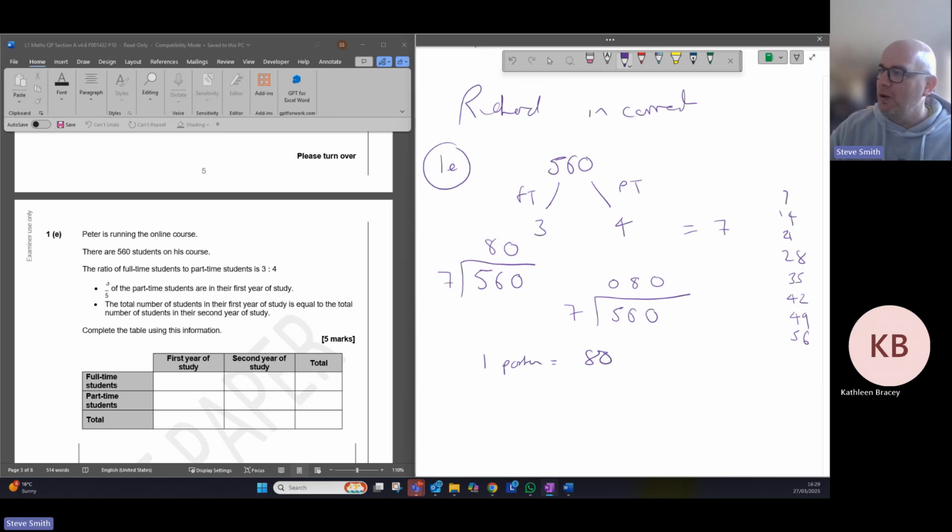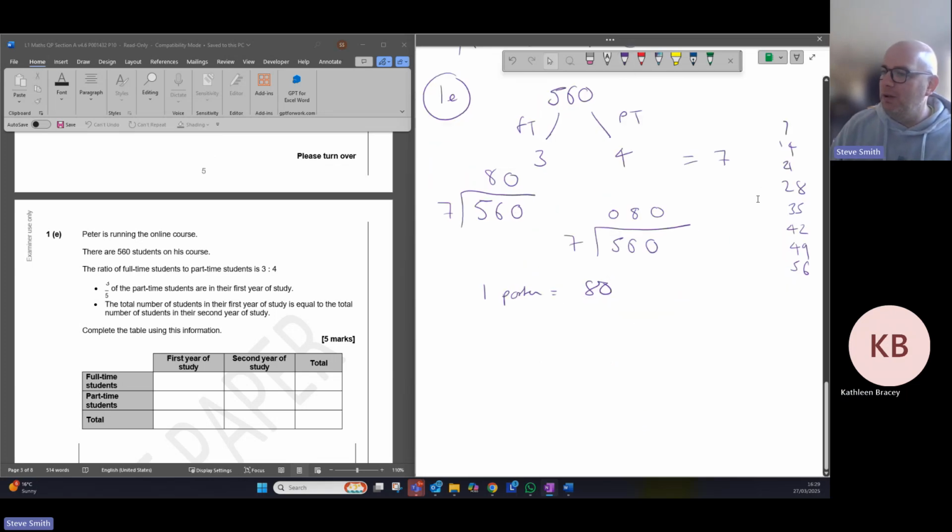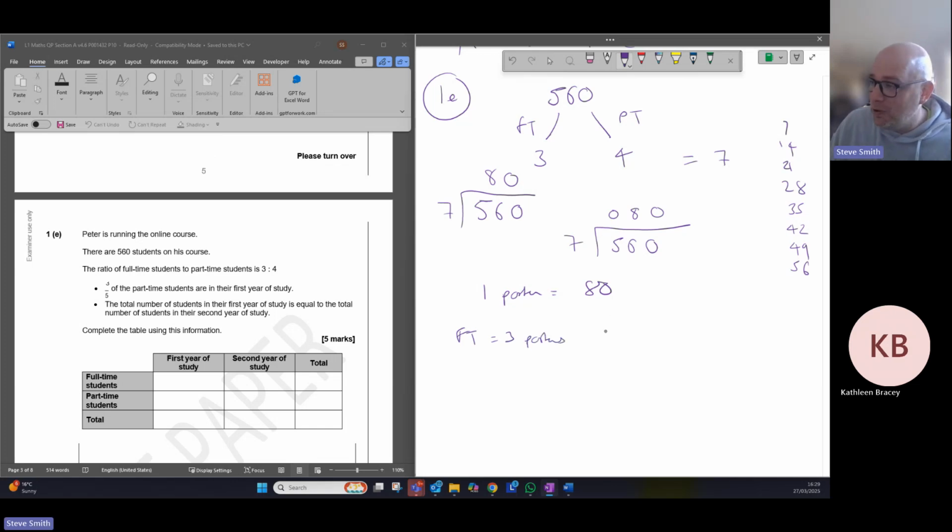Okay, with full-time, let's scroll down a little bit. We know that full-time is 3 portions. So full-time equals 3 portions, pieces, whatever you want to call them. So that is 3 times 80.